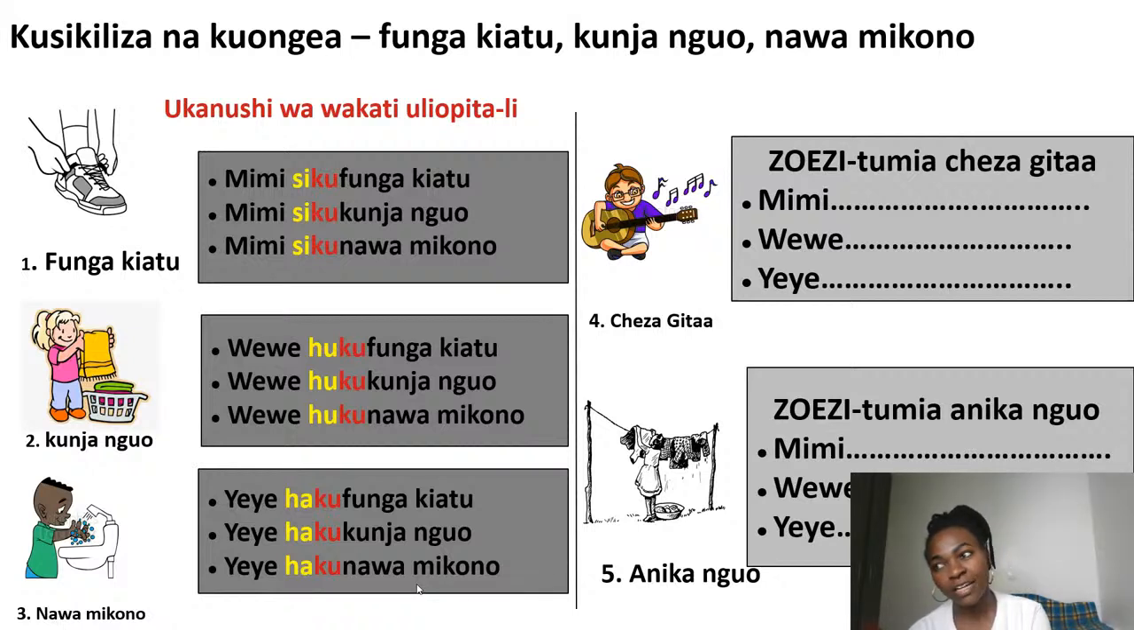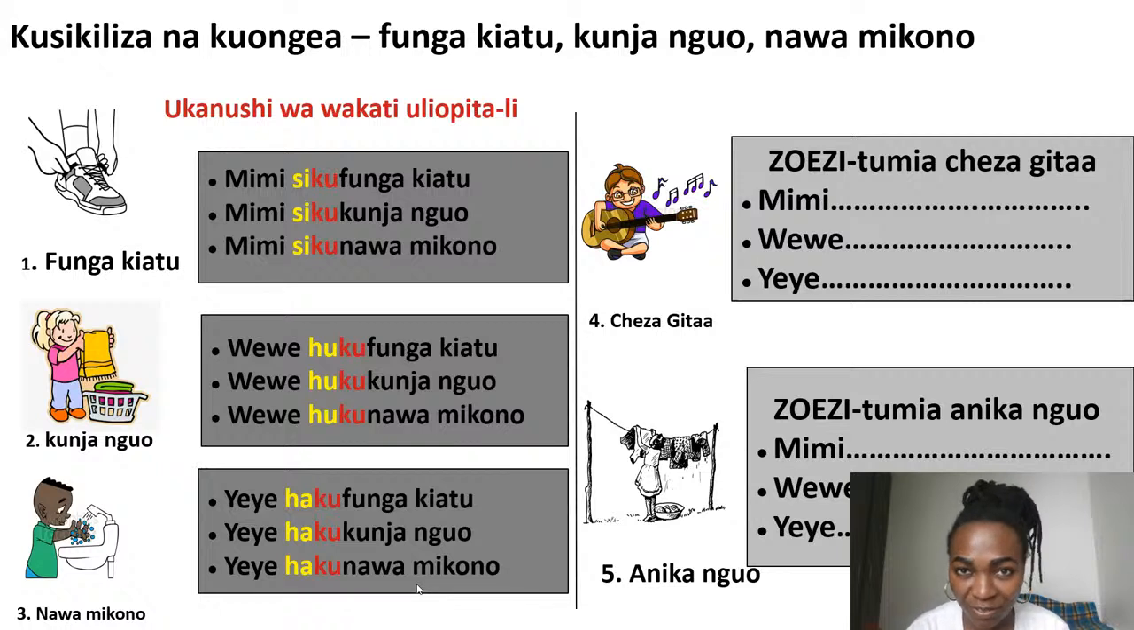Yeye hakufunga kiatu. So if I take the first sentence, yeye hakufunga kiatu, and I put it in the normal past tense, it will be yeye alifunga kiatu. Alifunga kiatu. And if you negate it, it's going to be yeye hakufunga kiatu. Now, let's look at zoezi.